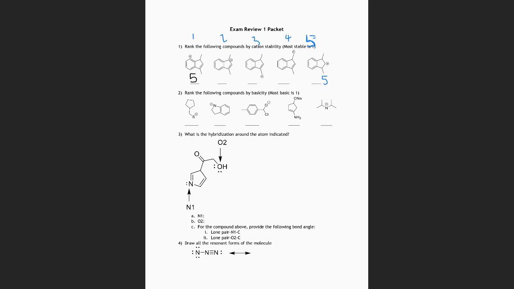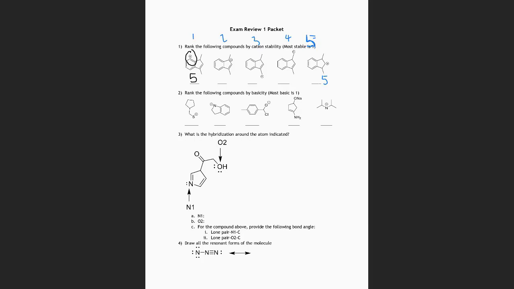And so you might be wondering, this looks like it resonates, but because this cation is directly on a double bond, this is highly unstable. We don't want cations to be directly on bonds. So if you ever see a cation like this, you already know that this is going to have the least stability.